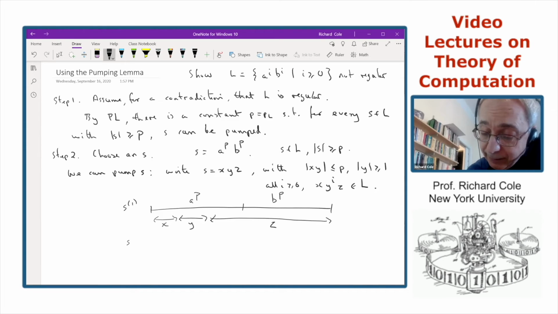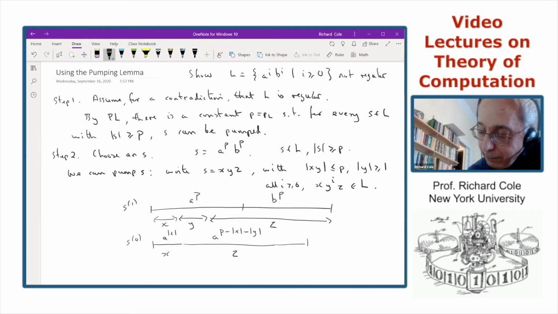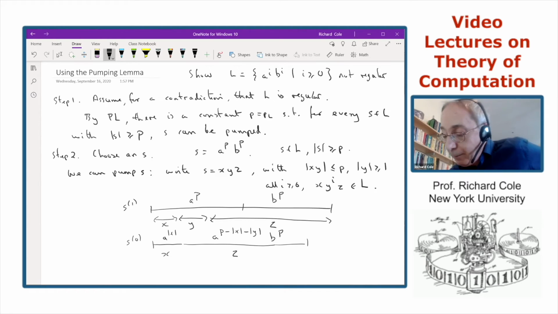So now let me look at S0. That's the string made up of a to the length of x, so that's x, followed by z. And this would be a to the p minus the length of x minus the length of y, followed by p b's. Now, by the pumping lemma, this string is in the language L.